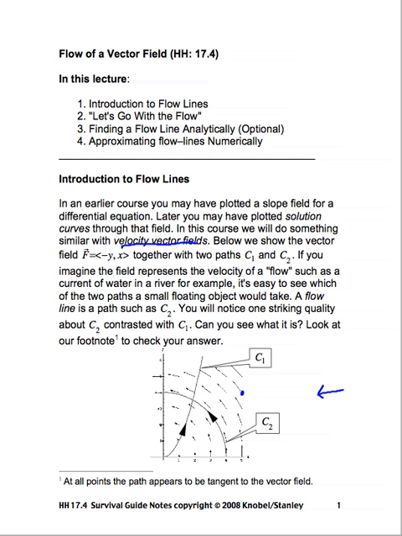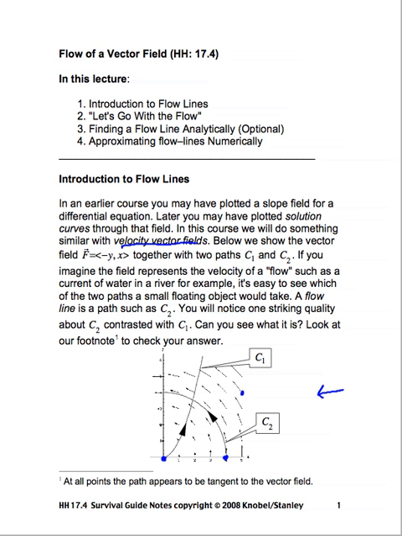And what we're going to be after are called flow lines, and flow lines are paths, but they're not just arbitrary paths, because in this vector field you can see there's two paths, C1 and C2. And the flow line is a path such that if we move along the path, the motion along the path would be what a particle placed at, say, the starting point on the path would do. So in C1 the path starts here, and C2 the path starts here.